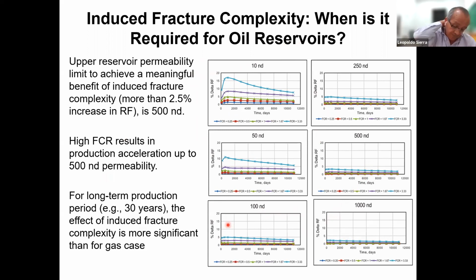But just to consider, if we fix that, for example, if we get more than 2.5% of recovery increase, it means that for liquid producer reservoirs above 500 nanodarcies it is not really important to have complexity. And the reason for that is that, especially for liquid producer unconventional reservoirs, to be able to extract hydrocarbon from the formation, we always need higher permeability than in the case of gas.